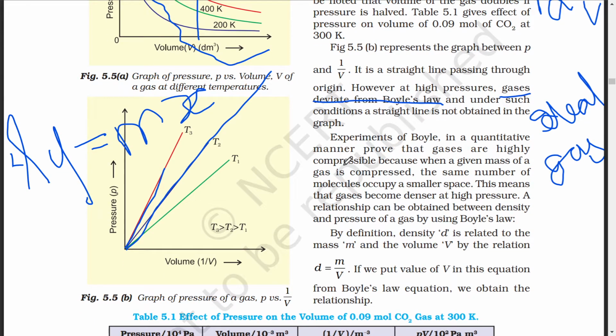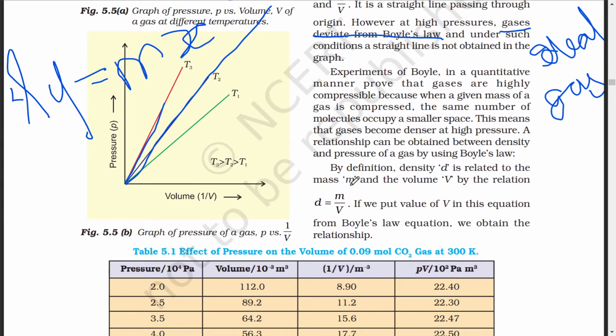Right. Experiments of Boyle in a quantitative manner prove that gases are highly compressible because when a given mass of gas is compressed, the same number of molecules occupy a smaller space. This means that gases become denser at higher pressure. Right? A relationship can be obtained between density and pressure by using Boyle's law. Look here, this is an important point to focus.